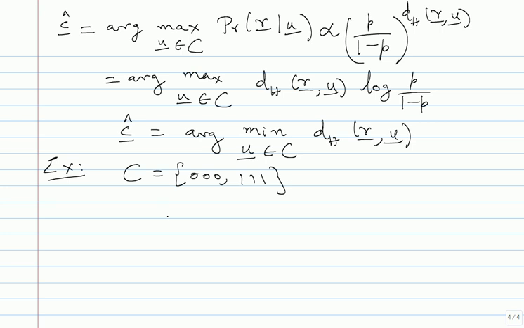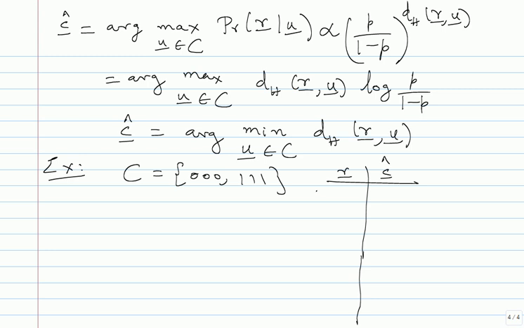Let's see. My decoder, how will I describe the decoder? What's the best way of describing a decoder? I could have a table, a table which tells me how you go from R to C hat. That's my decoding table. Let's say I'm going to put R here and I'm going to put C hat here. So what's my method? My method is going to be ML, or maximum likelihood decoding, over the binary symmetric channel.